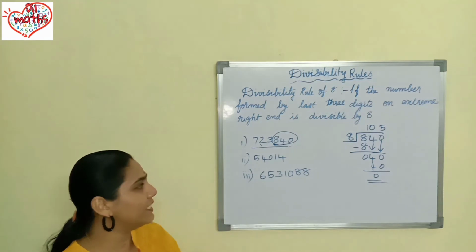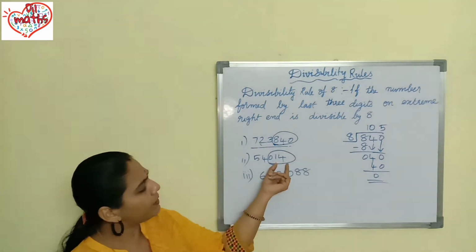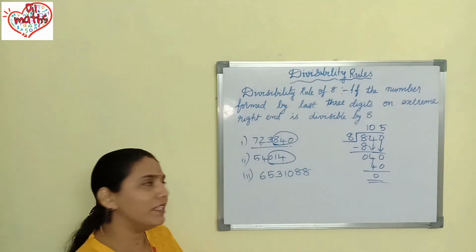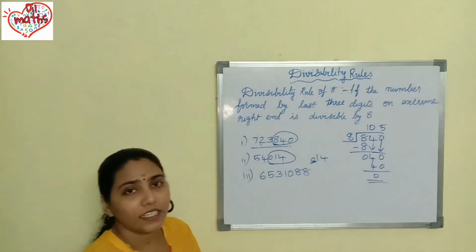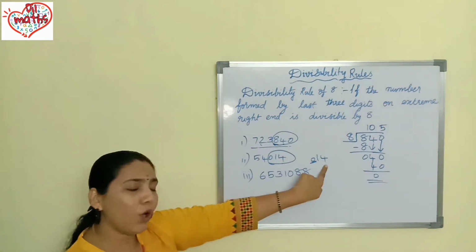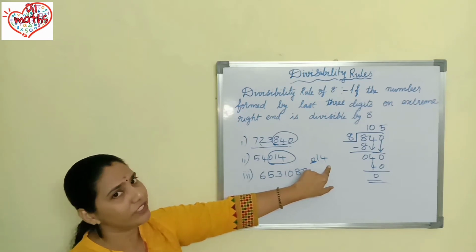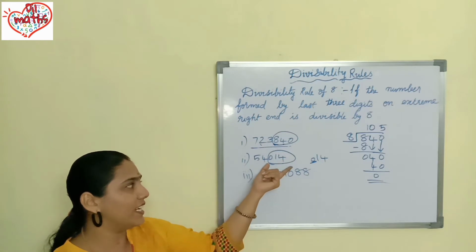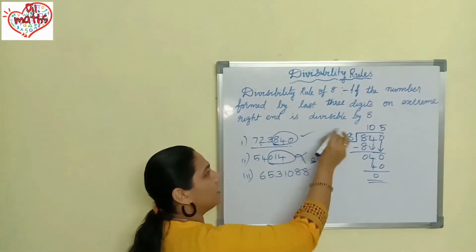Okay, we'll go to another example. 014 is the number formed by the last 3 digits on the extreme right hand. 014 means you can take this 14, since the 0 is meaningless. You have to check whether 14 is divisible by 8. Does 14 come in the 8 table? No. If you divide 14 by 8, definitely a remainder will be there. So it is not divisible by 8. So this given number is not divisible by 8, and the previous one is divisible by 8.